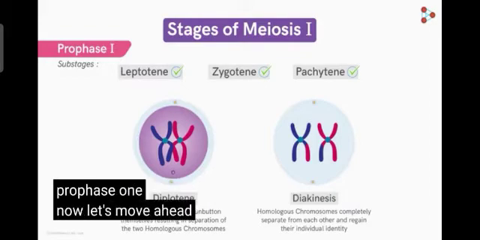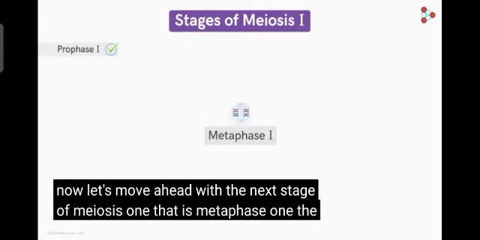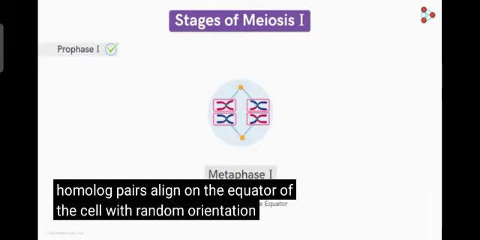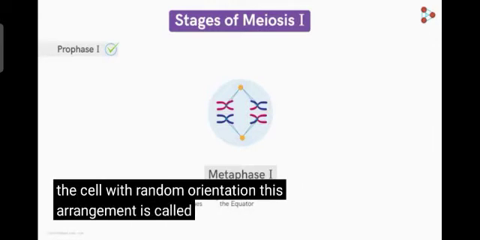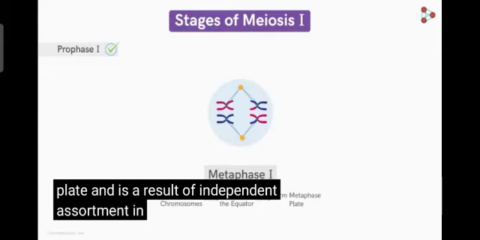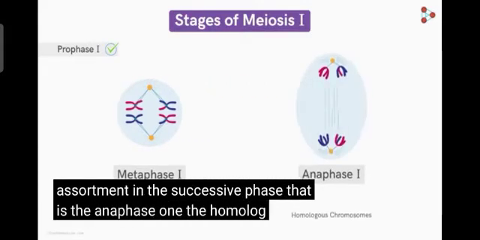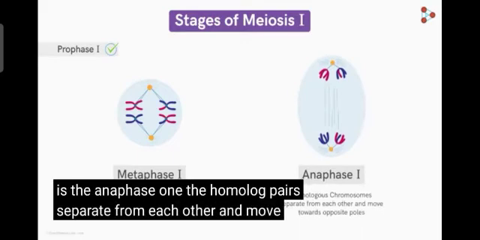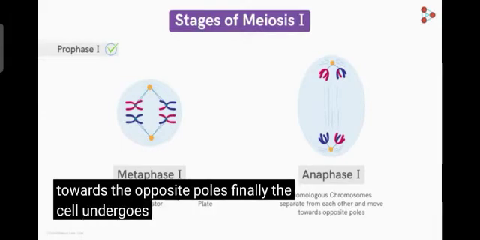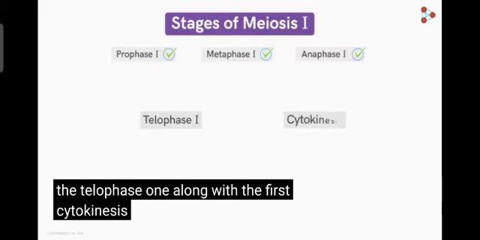Now let's move ahead with the next stage of Meiosis I, that is metaphase I. The homolog pairs align on the equator of the cell with random orientation. This arrangement is called the metaphase plate and is a result of independent assortment. In the successive phase, that is the anaphase I, the homolog pairs separate from each other and move towards the opposite poles. Finally, the cell undergoes the last phase, that is the telophase I, along with the first cytokinesis.